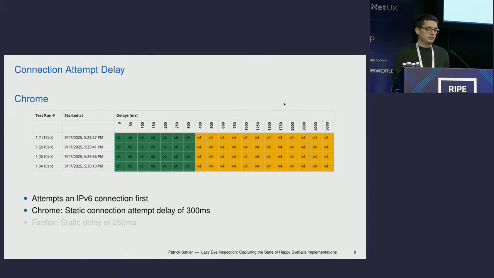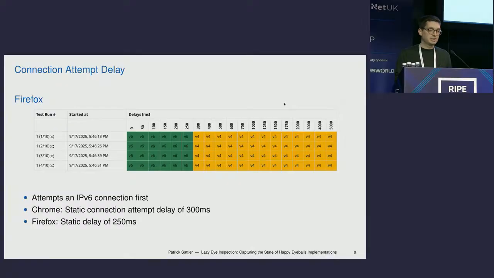Looking at the results, this is what our website looked like before one of my students improved the UI a lot. But it basically stays the same. On the top, you see the delay which is applied to each connection, and each line is basically a new measurement run. What you see here is Chrome, and you see that it uses IPv6 up until a delay of 300 milliseconds, and then falls back to IPv4. And this is a static delay. For each connection repetition, we always see the same behavior.